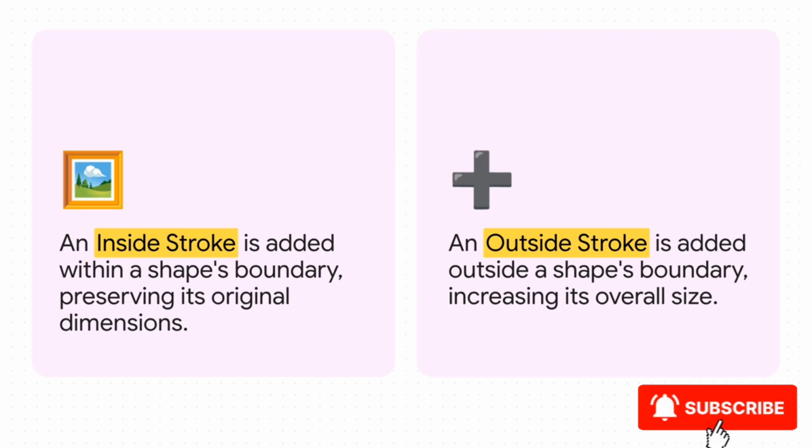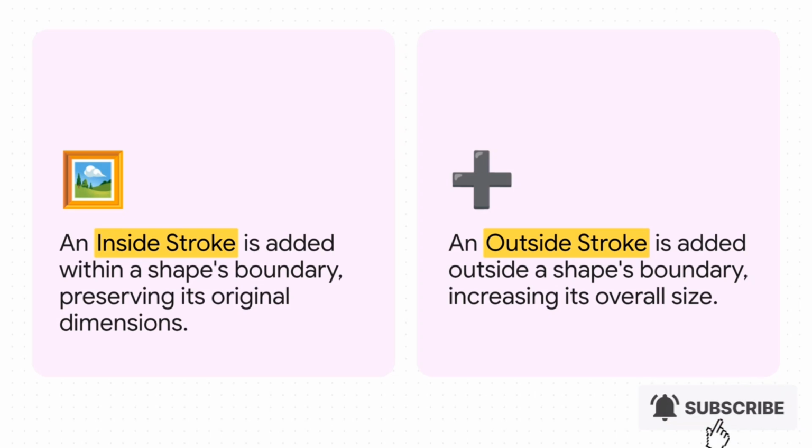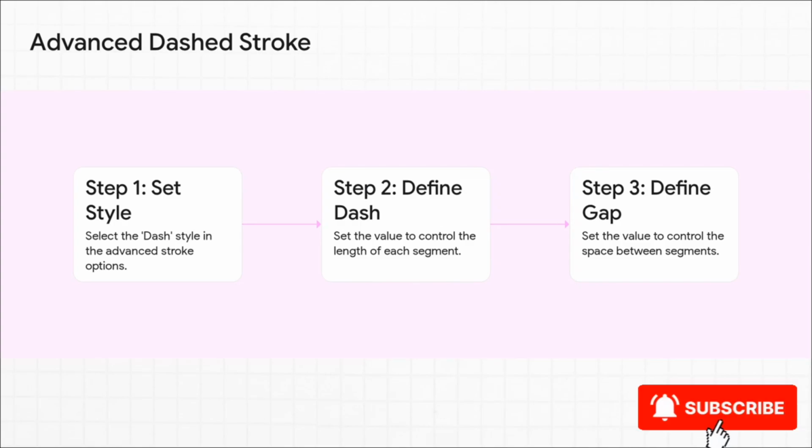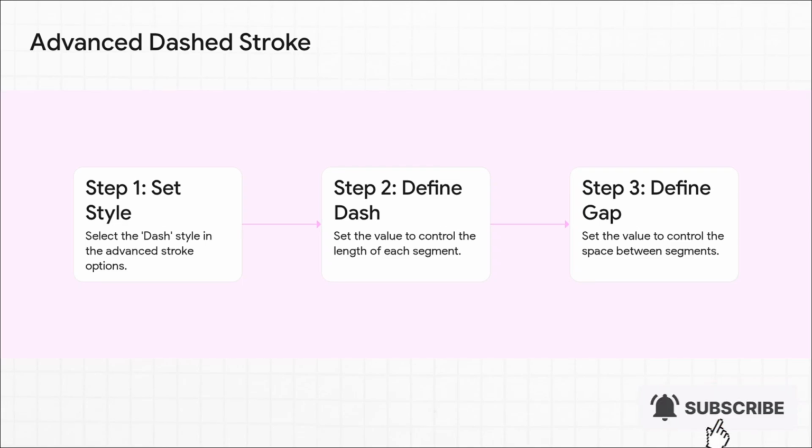Now, an outside stroke actually adds to the total size of your object, which, well, it can really throw off your carefully planned layouts. That's why for UI design, an inside stroke is almost always the way to go. It keeps your shape's dimensions exactly the way you set them. No surprises. And hey, you're not just limited to a plain old solid line. By digging into the advanced options, you can play with dash and gap values to create all sorts of custom dash strokes. It's a really simple way to give your designs a more detailed and, frankly, a more unique look.